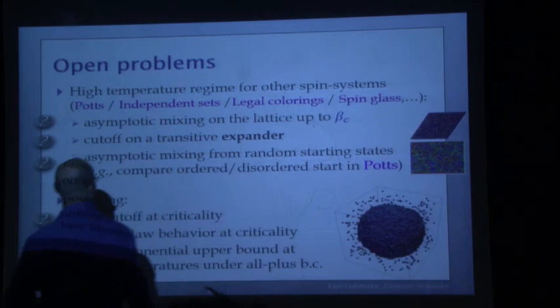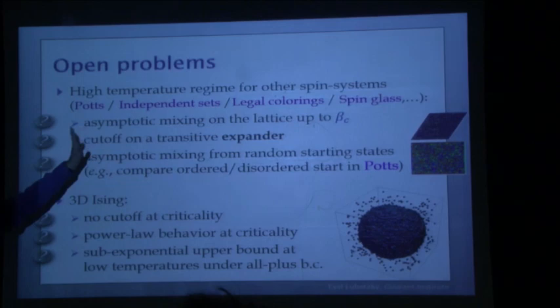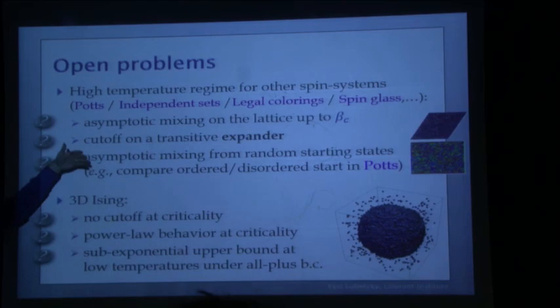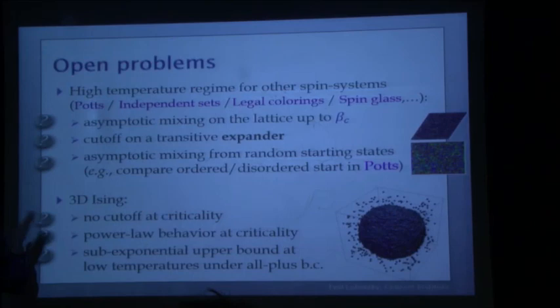I will just focus on these. Forget all the other models. We don't use monotonicity. We don't use any tools that are specific to monotone systems. So this can finally maybe push us to the critical point in Potts in this method. There's no censoring or any of the other tools that use monotonicity as a prerequisite.